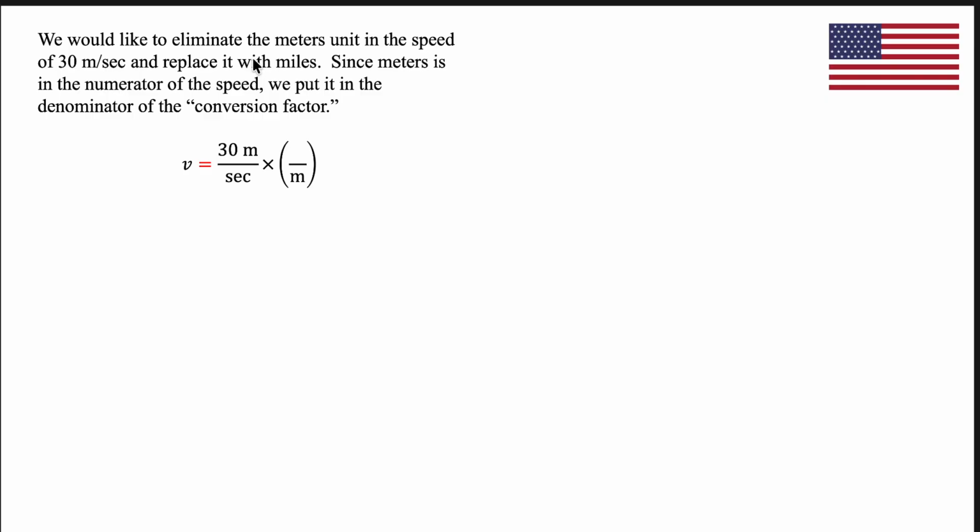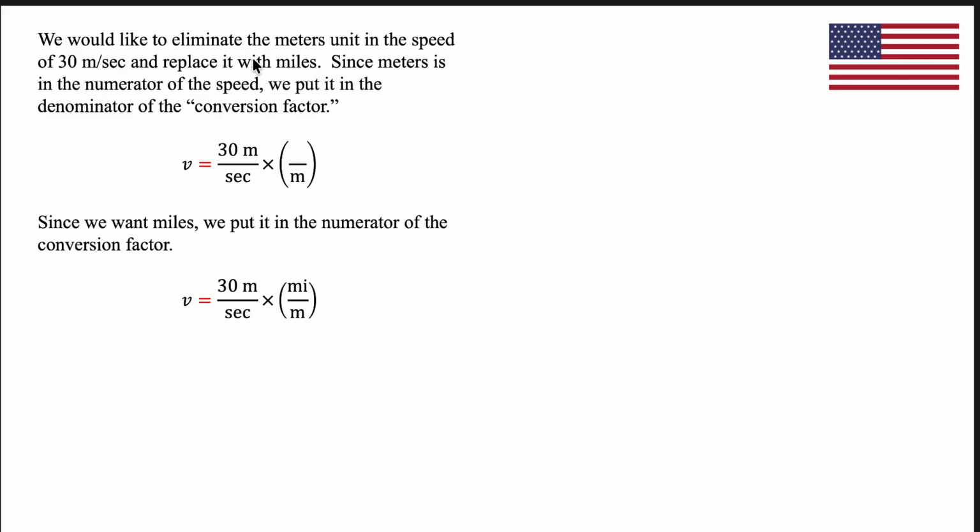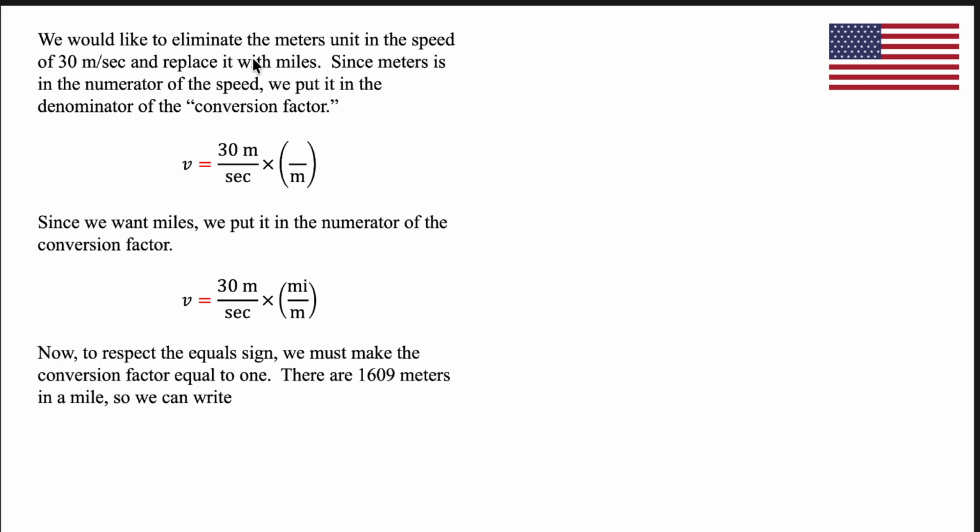And I put the equal sign in red because we have to respect the equal sign. That's not equal because we have some incomplete fraction there. But now the meters are going to cancel out, and we want them to cancel out. We want miles, so we put it in the top. Again, it's not equal yet. We have to make the conversion factor equal to 1. And there are 1,609 meters in a mile.